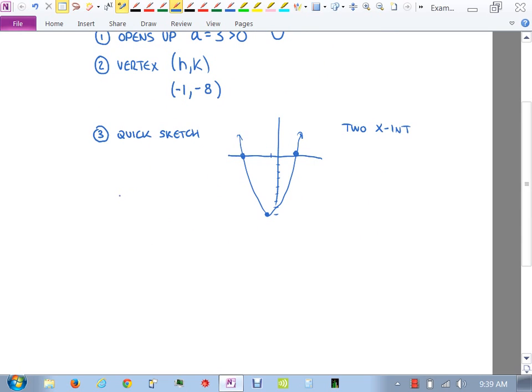Set it equals 0. So I'll do that over here. 3(x + 1)^2 - 8 = 0. Oh, yeah, plus 1 in here. There we go. Thank you.